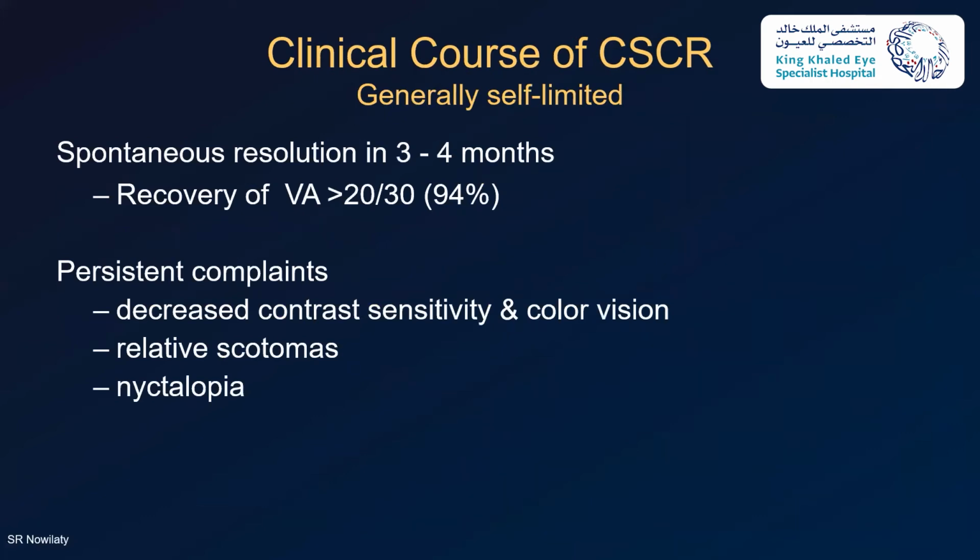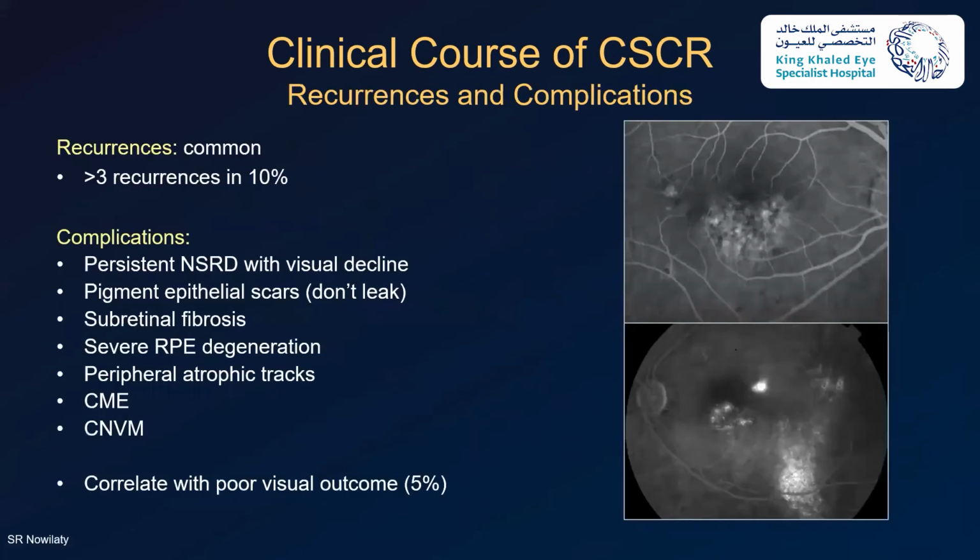Okay, so what is the course of CSCR? Generally self-limited, meaning that in 95% of the cases, the fluid is going to disappear with time. However, the fact that the fluid disappears does not mean that the vision returns perfectly as it was. Often people will complain of changes in color vision, difficulty with stereopsis, and sometimes even night vision problems. So you may want to discuss with your patient that although the fluid is gone, the vision is not perfect. Recurrences are common, okay? So you also have to discuss that with patients.